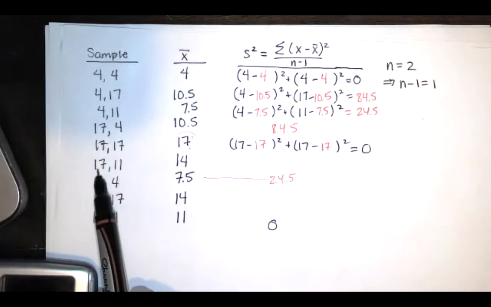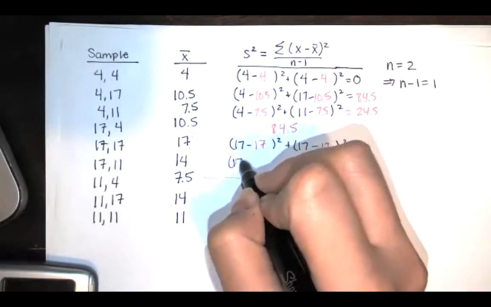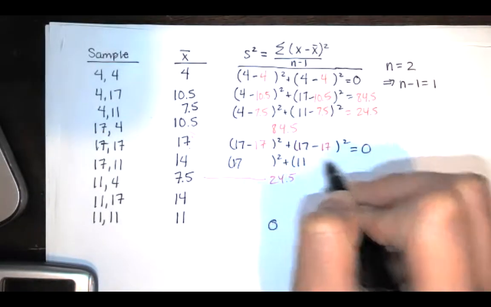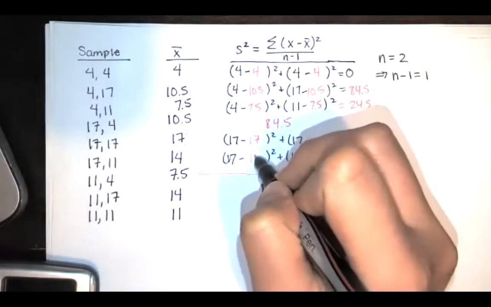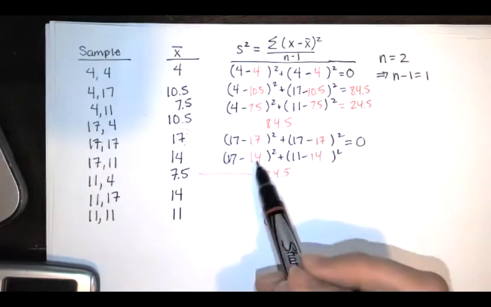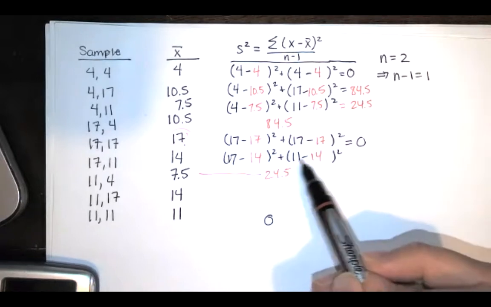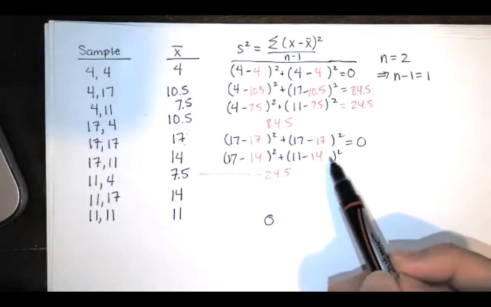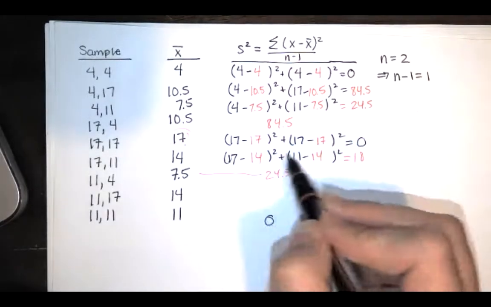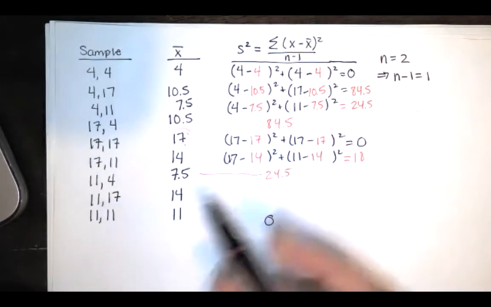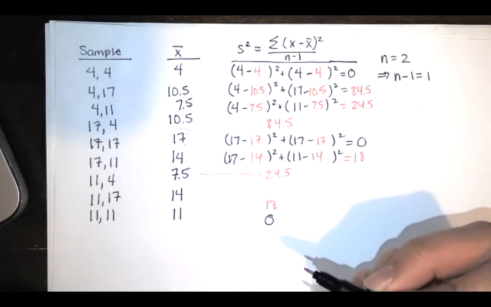Okay, so now we've got this 17 and 11. So those are our values. We're going to take each of those and subtract the mean, which is 14. So I've got a deviation of 3 here. 3 squared is 9. A deviation of -3 here. -3 squared is 9. 9 plus 9 is 18. So that's with the 17 and the 11. We've got another 17 and 11 here, so we're going to have an 18 as our sample variance there as well.